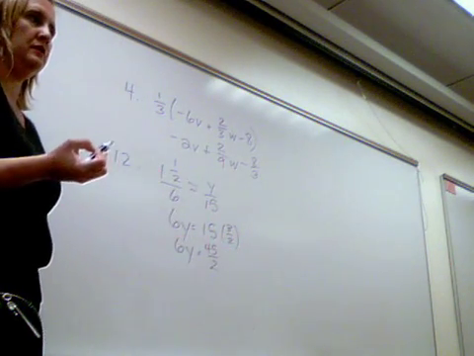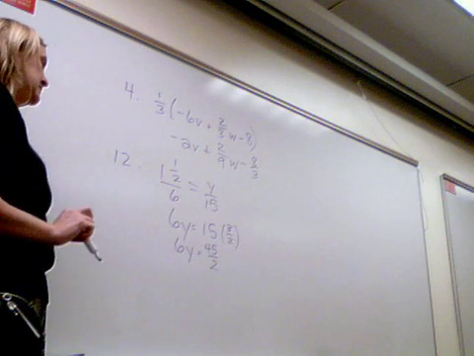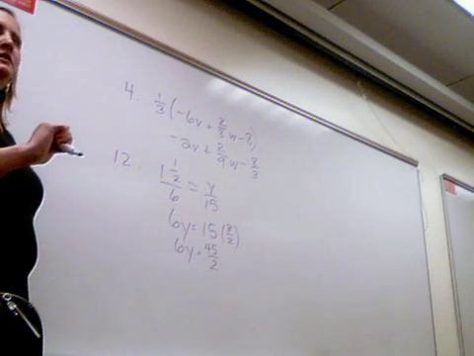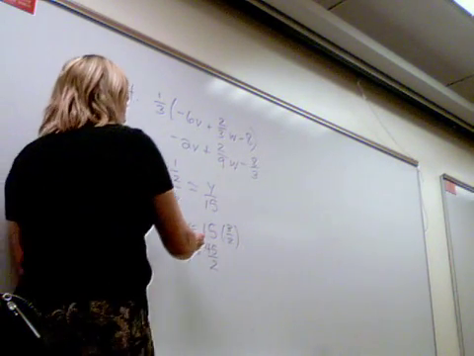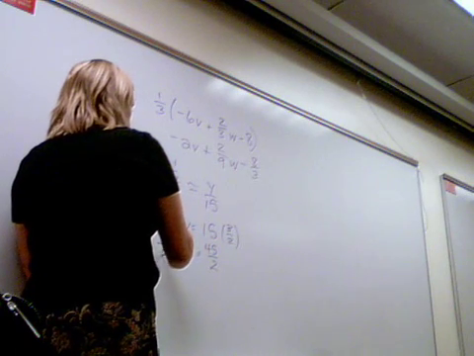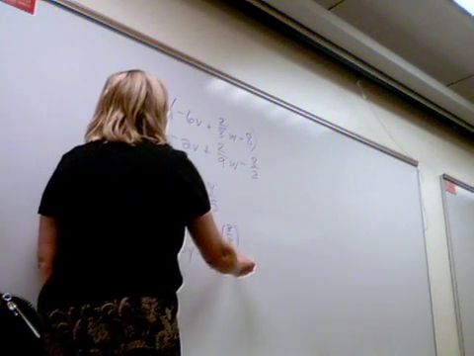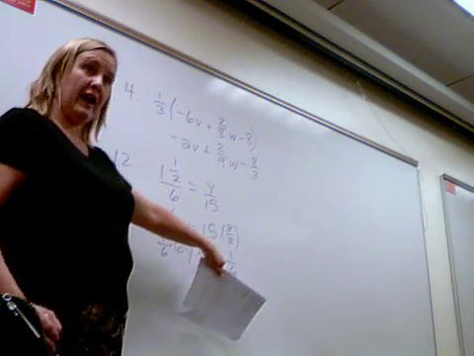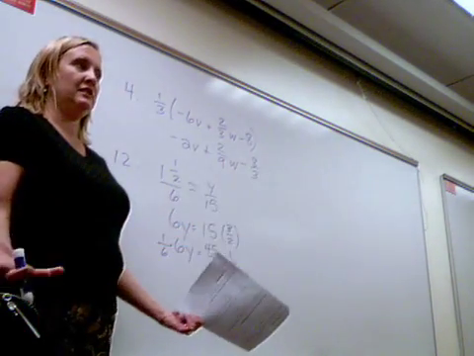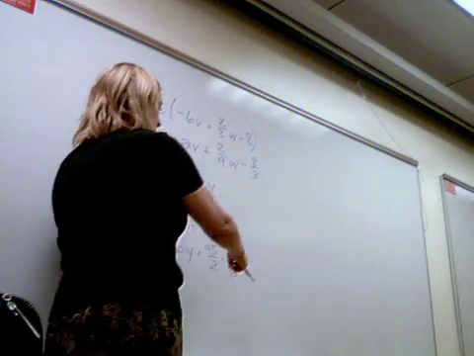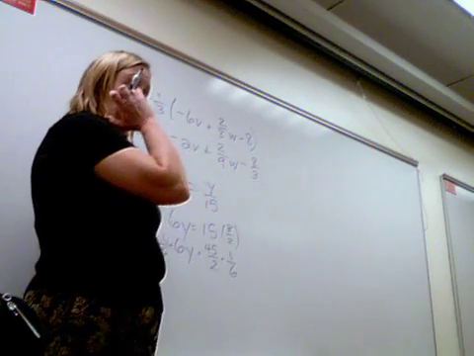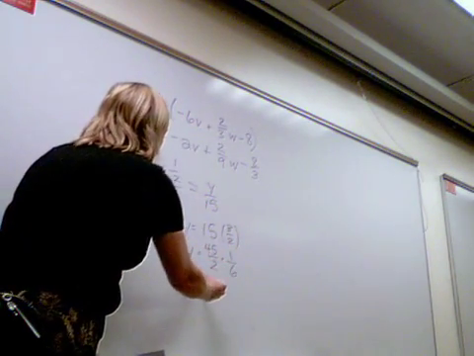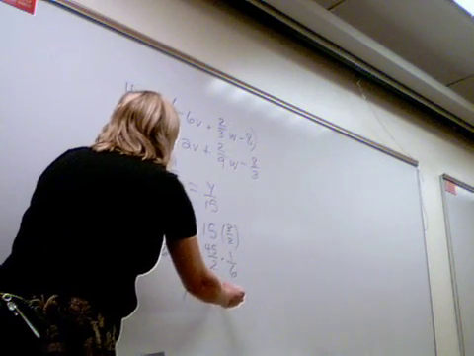You with me so far? Okay. How do I get the 6 to the other side? Divide it. Dividing by 6 is the same thing as multiplying by its reciprocal. The reason I'm doing that is if I said divided by 6 and this is a fraction, I'm going to end up having to divide two fractions, which is multiplying by its reciprocal anyway. So I'm left with y equals 45 over 12.